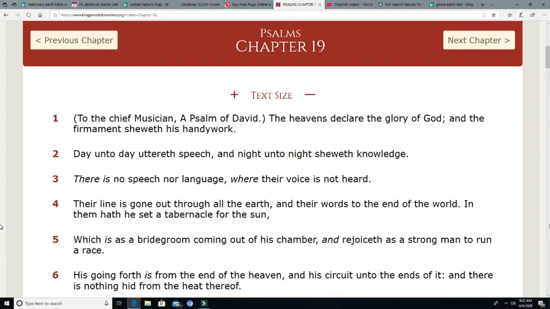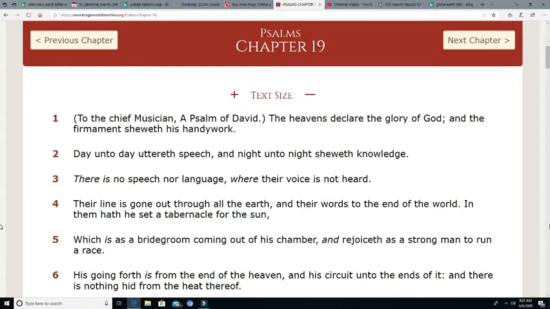In them hath he set the tabernacle of the sun. So the tabernacle of the sun is set in the firmament in the heavens. See? Which is as a bridegroom coming out of his chamber. So the sun comes out of a chamber from the firmament like a bridegroom out of a portal. Okay? And rejoiceth as a strong man to run a race. So the sun is definitely moving with energy, non-stop, never stops moving. Okay? Period.